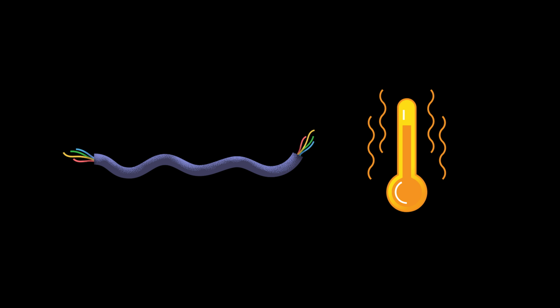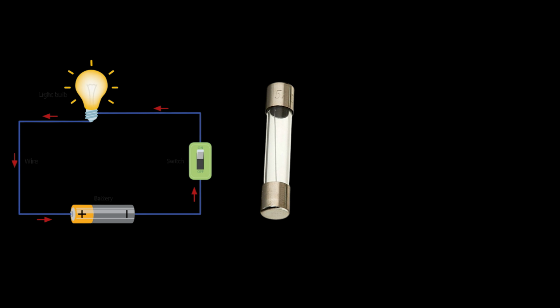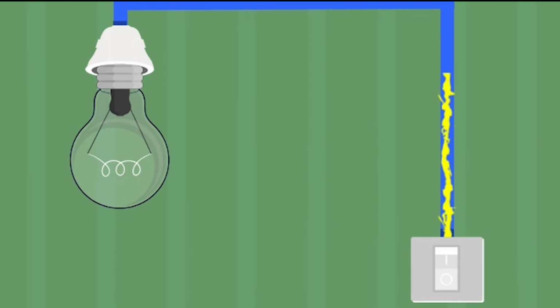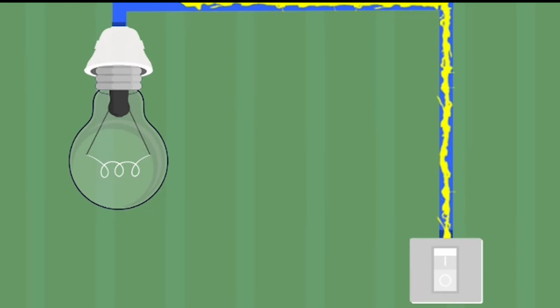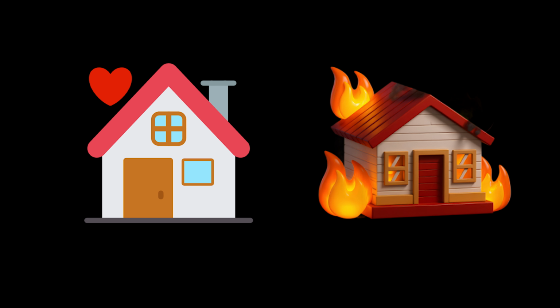But what happens when there's too much current? Wires can overheat, devices can get damaged, fire becomes a risk. That's why circuits have fuses and breakers. They automatically cut the flow if current exceeds safe levels. Electricity must be controlled. Otherwise, the same force that powers your home can be dangerous.